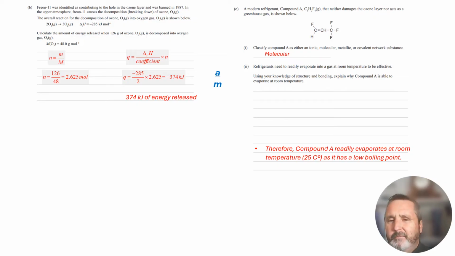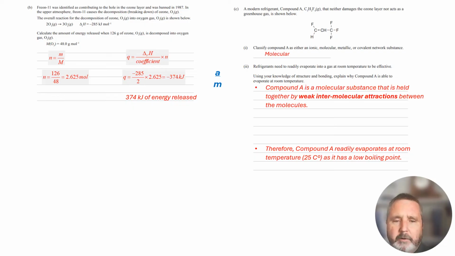Therefore, we're going to start with that, right? So it has weak intermolecular attractions. It's a molecular solid with molecules as particles. So compound A is a molecular solid that is held together by weak intermolecular attractions between molecules. That's the achieve part. We always start with a sentence that explains the structure of the solid we're going to be talking about.